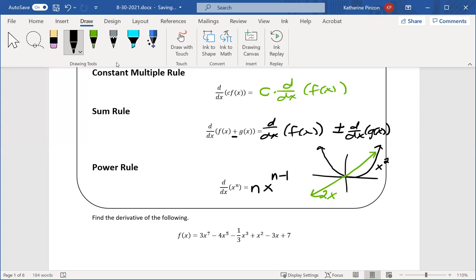And this rule works for any powers of x, any values of n. It works when n is positive, it works when n is negative, it works when n's a fraction, it works when n's a decimal. This power rule works for any values of n.